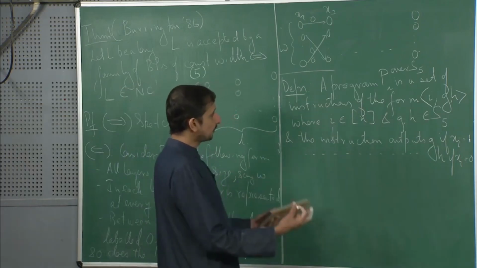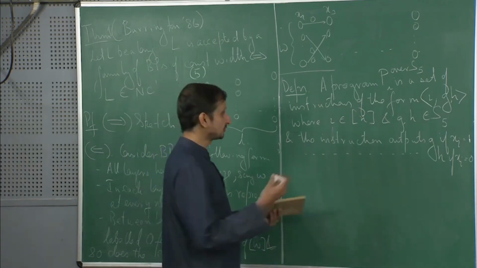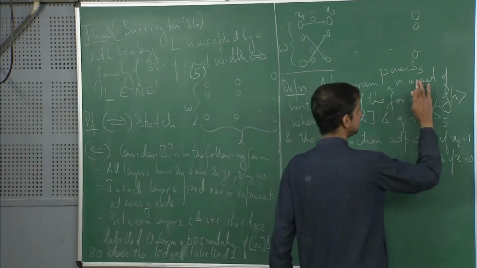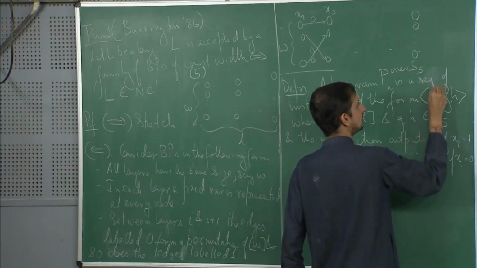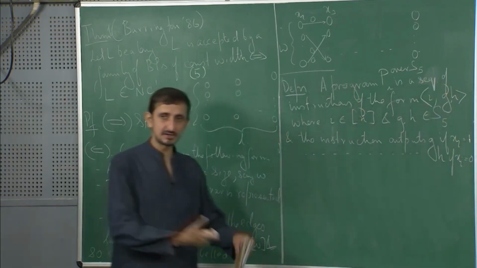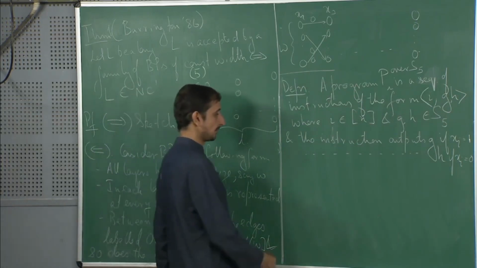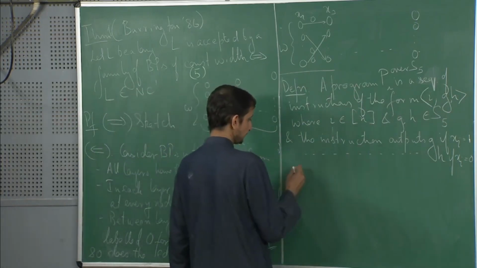Now, what is a program? So, a program is a set of instructions. So, it is not just a set. So, again set is not the correct word here. I should write it is a sequence of instructions, because the order actually matters.